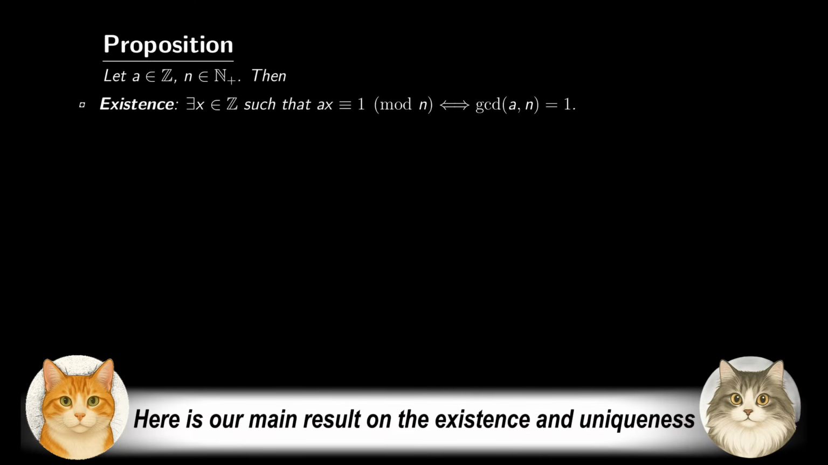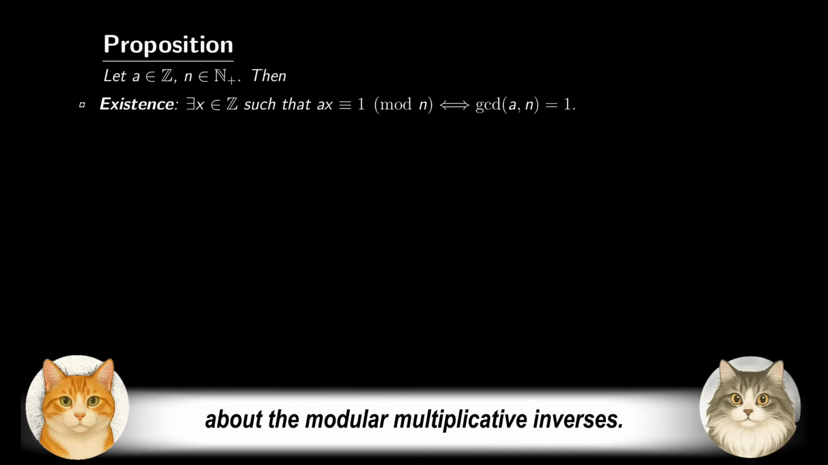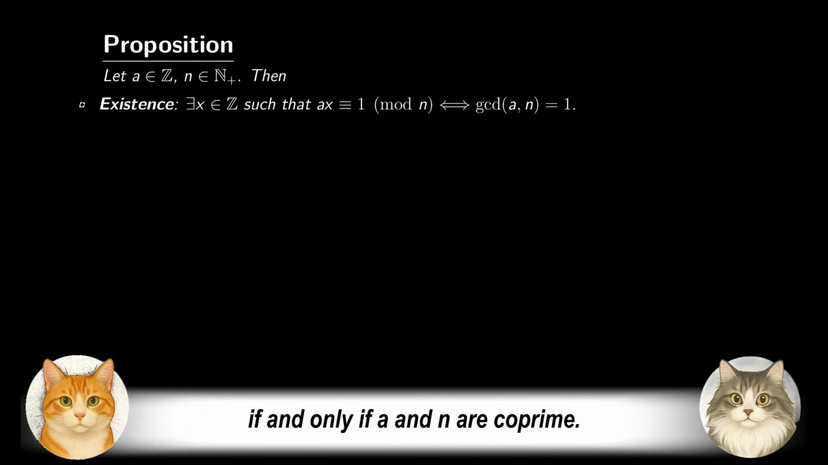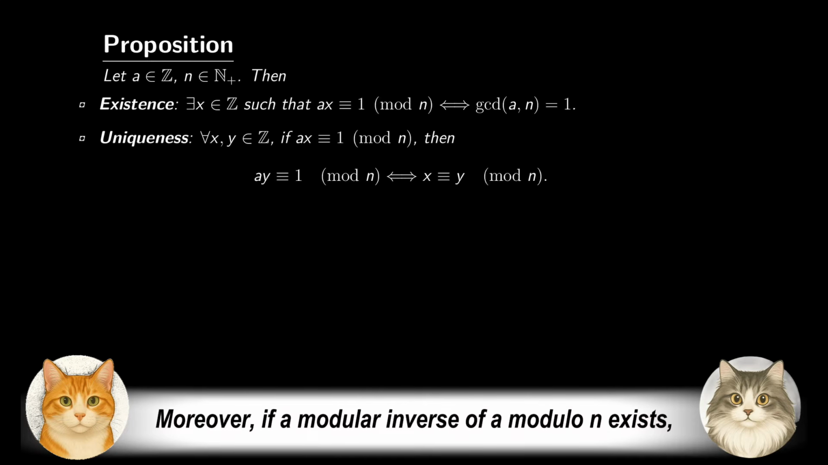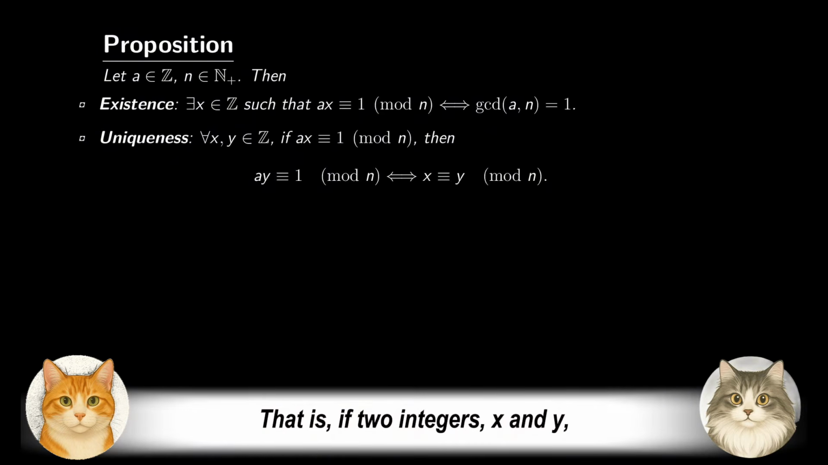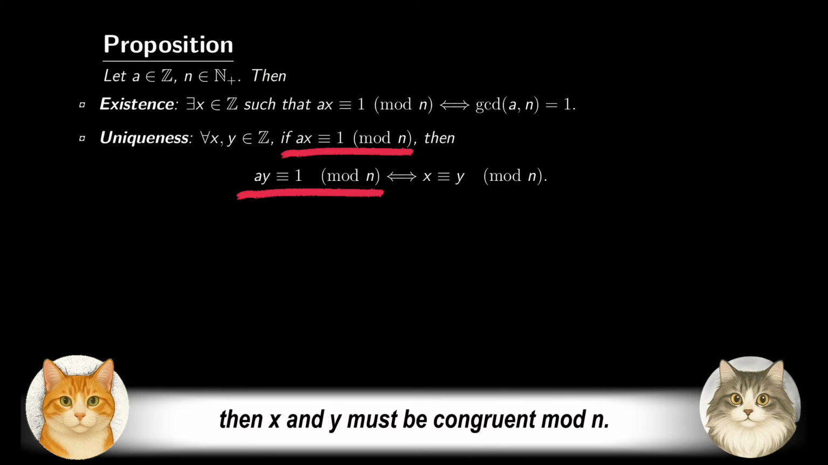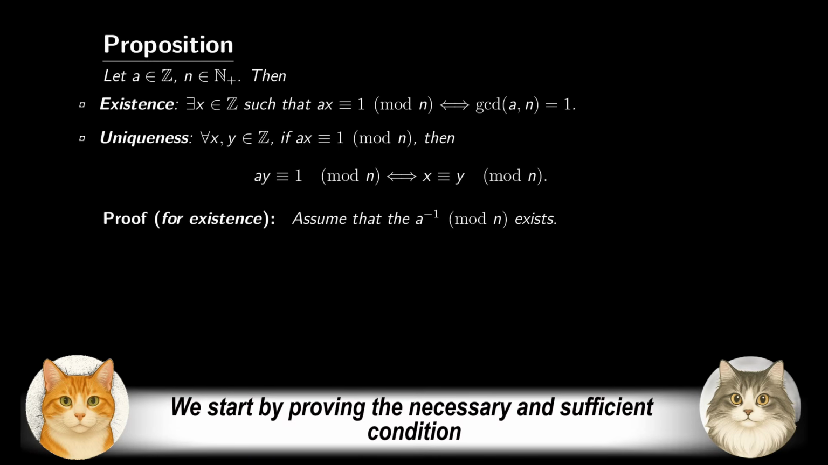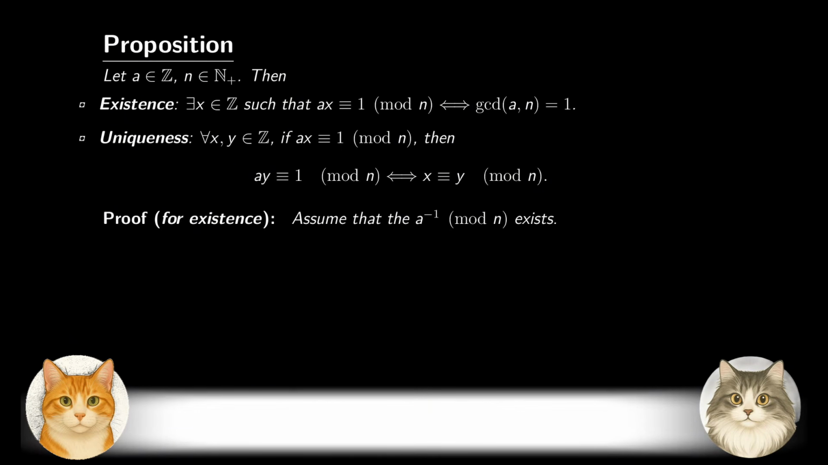Here is our main result on the existence and uniqueness of the modular multiplicative inverses. Let a be an integer and n a positive natural number. The modular multiplicative inverse of a modulo n exists if and only if a and n are coprime. Moreover, if a modular inverse of a modulo n exists, then it is unique modulo n. That is, if two integers x and y are both inverses for a mod n, then x and y must be congruent mod n. We start by proving the necessary and sufficient condition for the existence of an inverse.